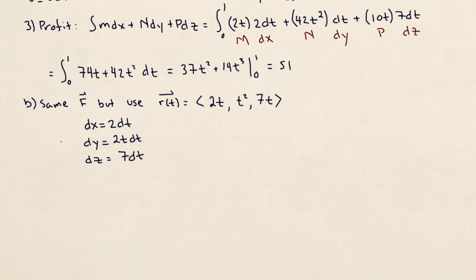Let's find out. What's happening differently this time is the dy term. Since y is t squared, when you calculate the differential dy, you're going to get 2t dt, which was different than last time.